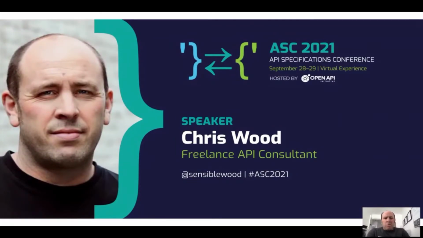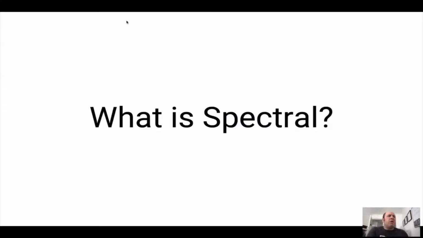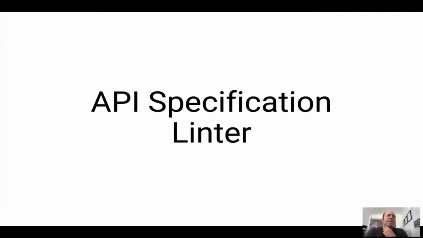Today, I'm going to be talking about Spectral. So, what is Spectral, I hear you ask? Well, Spectral is an API specification linter that has been released by Stoplight. It's an open source tool.